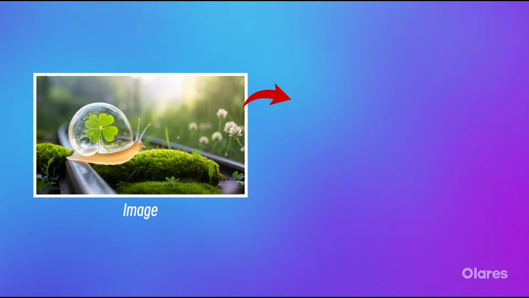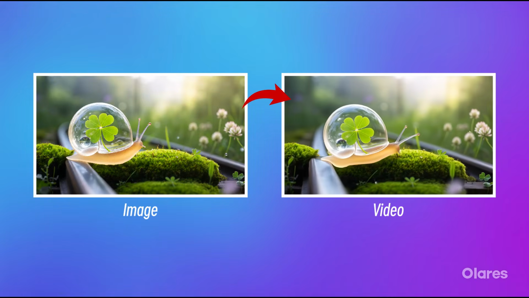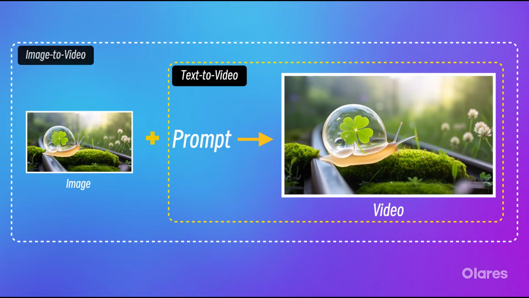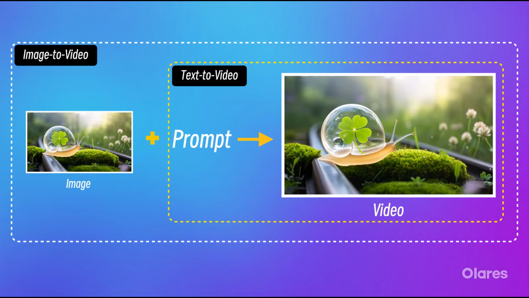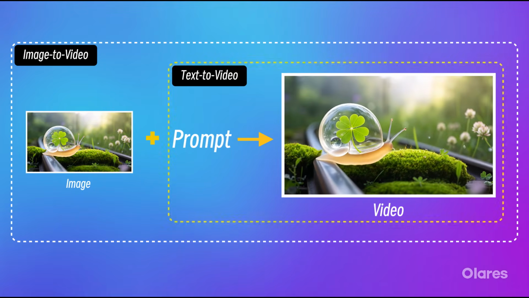Now let's discuss the image-to-video workflow. As the name suggests, image-to-video involves adding an initial image to the text-to-video process. The model will use the provided prompt and develop the video based on this image as a starting frame. Personally, I find image-to-video more commonly used than text-to-video.